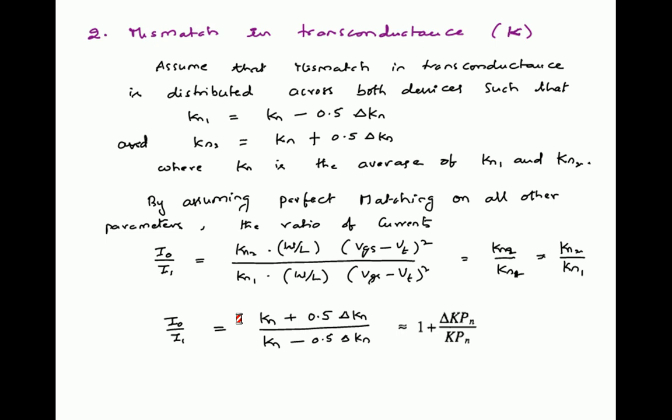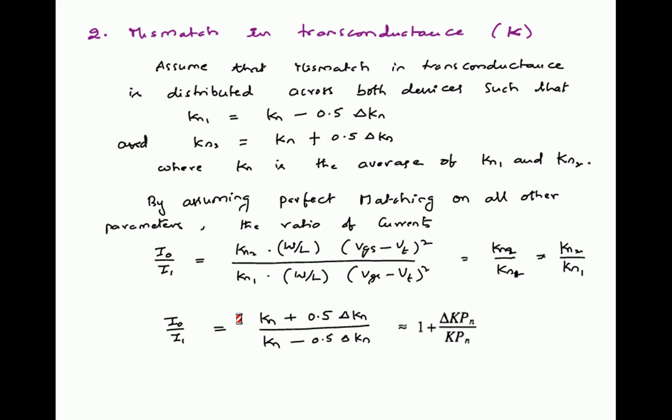Whereas beta is the device transconductance, the value is K into W by L. K is fixed, but W and L are the width and length, which are in the designer's hands. So the designer can vary width as well as length, so that beta can be varied. So beta is called the device transconductance, and K is called the process transconductance.